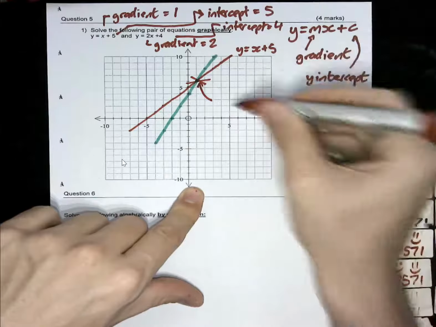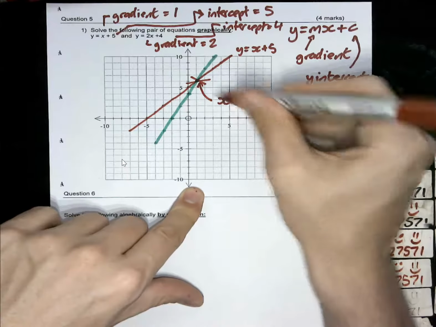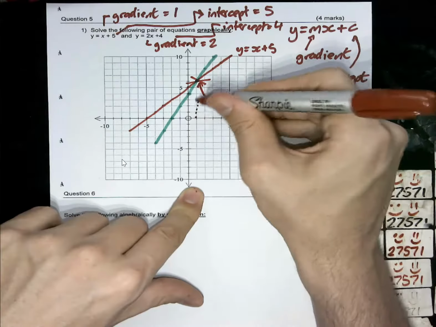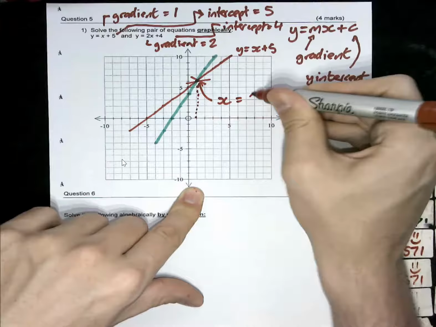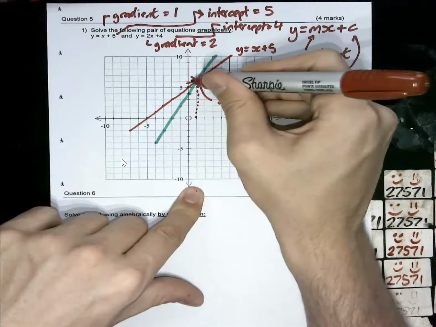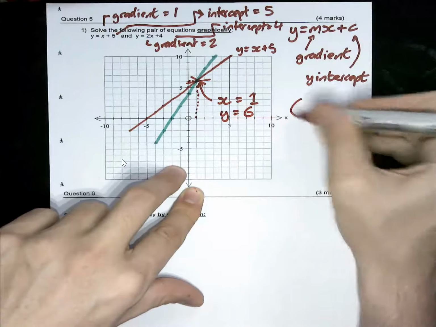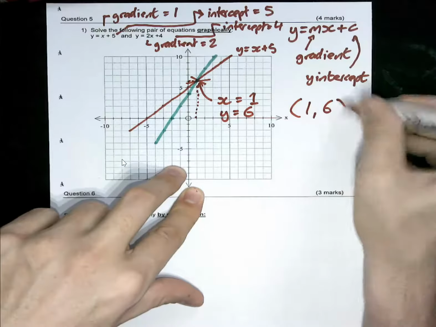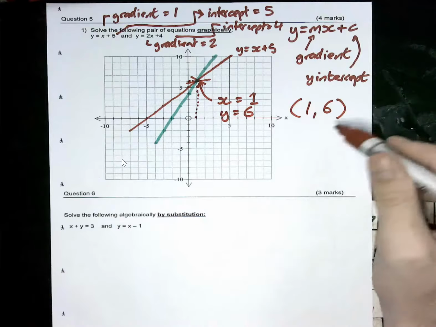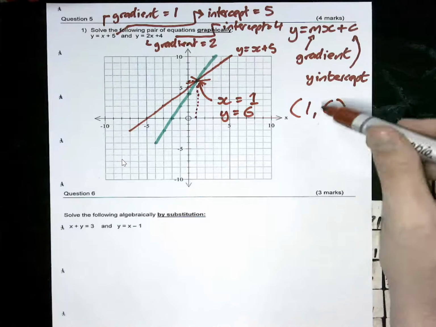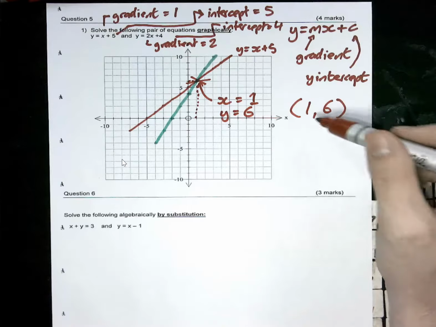But there's one spot on the graph where both of the equations are true, and that's this one just here, where x is equal to 1 and y is equal to 6. Now the way that you write that is to say (1, 6) like this. Whenever you see numbers in brackets like that and you're talking about graphs, the first number relates to the x coordinate and the second to the y.